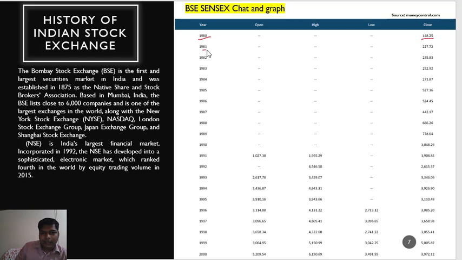1981, 227. And see the 1990s, 1048 only. Can you believe only 1000 points on the Sensex in the 1990s? And then after 1991, see 1998, it goes to 3658. And then after '99 it goes to 5000, and 2000 again 3900.